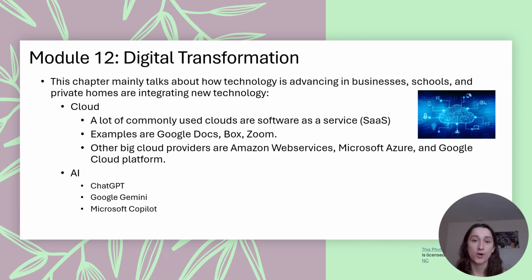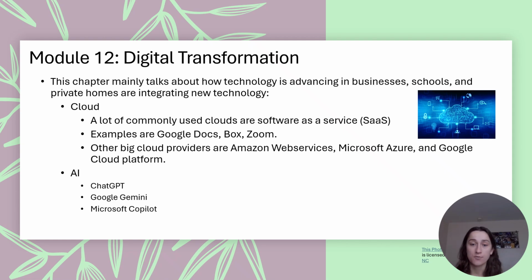AI stands for artificial intelligence, which is a system designed to perform tasks that normally require human intelligence. Both of these technologies can be provided for a fee sometimes. So a lot of commonly used clouds are software as a service or SaaS. Software as a service is software distributed online for a monthly or annual fee.